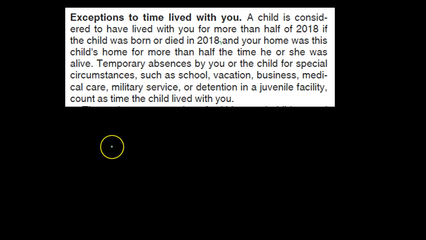In other words, if the child was born in the middle of the year, then that's going to be an exception. They didn't live with you for more than half the year. If the child died in the year, then of course that would be an exception as well. So back to the text. And your home was this child's home for more than half the time he or she was alive. So when they were there, whether before birth or before death, if they were there for more than half the time during that period, then that would be one of the exceptions.